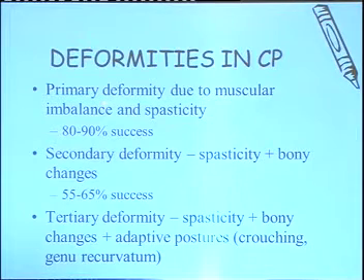Deformities in CP. Primary deformity is due to muscular imbalance and spasticity. This is in about 80 or 90%. Then secondary deformity occurs due to spasticity plus bony changes. You have got 55 to 60%, 65% success. And tertiary deformity: spasticity, bony changes, plus adaptive postures like crouching, genu recurvatum, etc. A difficult problem to treat. Do not allow your patients to go into this stage.